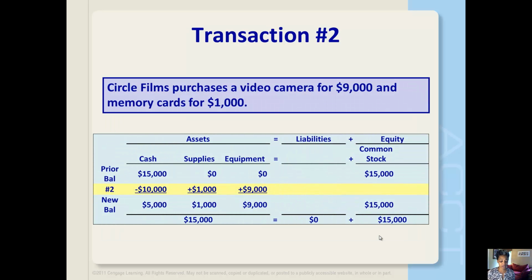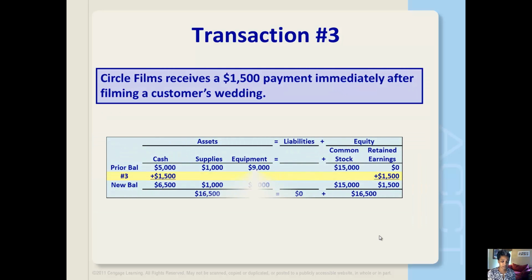Let's take a look at transaction 2. In this transaction, Circle Films is exchanging one asset, cash, for other assets, equipment and supplies. They're buying stuff. Therefore, assets are both increasing and decreasing by $10,000. The net effect is no change in total assets.